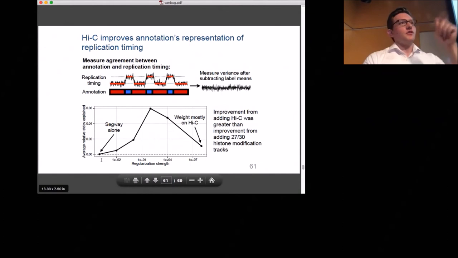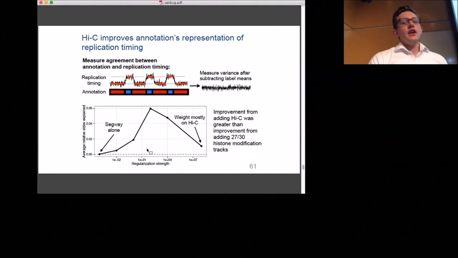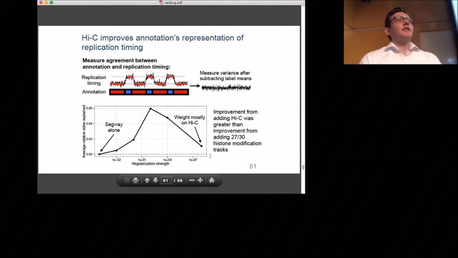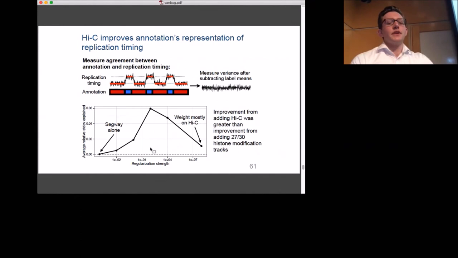A question before I continue? Okay. So what I'm showing you here, we have a strength associated with EGPR. All the way on the left is Segue itself with no EGPR. That's this dashed line. So you can see that Segue by itself does this well. And then as we increase the regularization strength, our performance improves for a while until we make it too high, and then it gets worse. So what this shows is that there are some levels of regularization where EGPR helps. And so we use a value around here. I forgot what the value was.